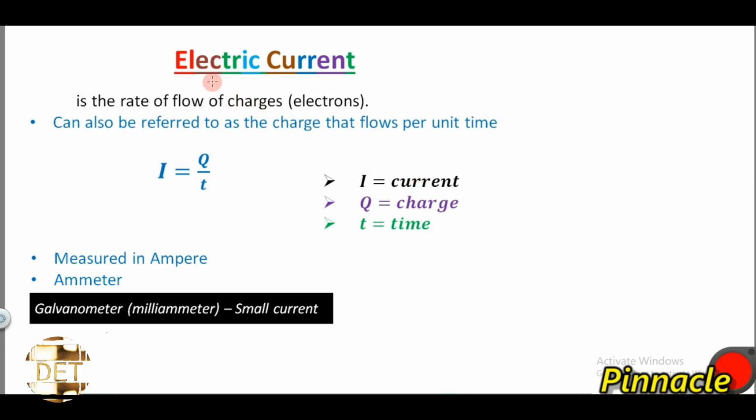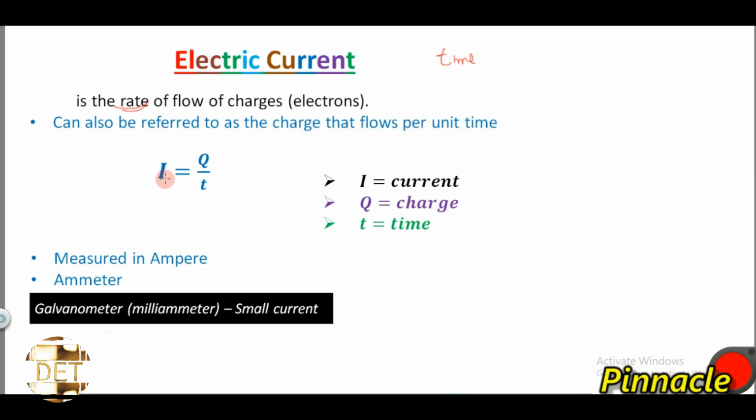The first thing we have here is the electric current. So what is electric current? Electric current is simply the rate of flow of charges. It can also be referred to as the charge that flows per unit time. Whenever we talk about rate, we're simply referring to time, right? So here we also refer to electric current as the charge that flows per unit time.